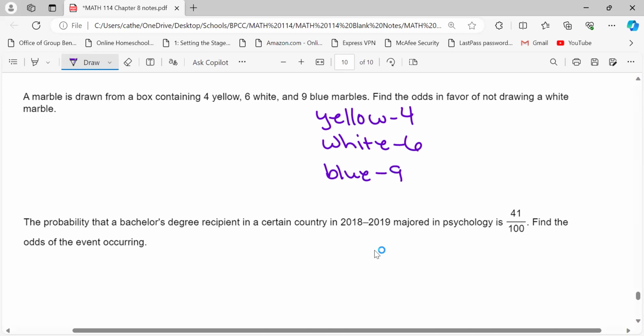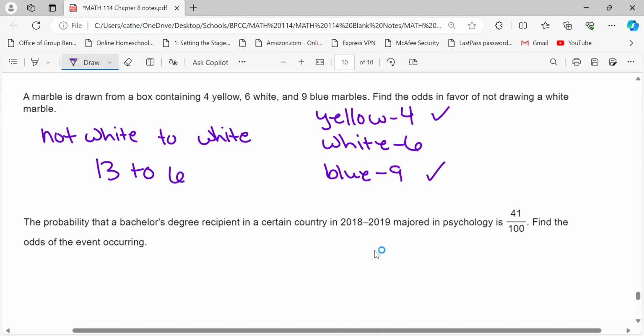All right, find the odds in favor of not drawing a white marble. So we want a ratio of not white to white. The odds in favor of not drawing a white marble. So think about just what the words mean. We want a ratio of not white, which is the 9 and the 4, which gives me 13, to white, which is 6. Okay.